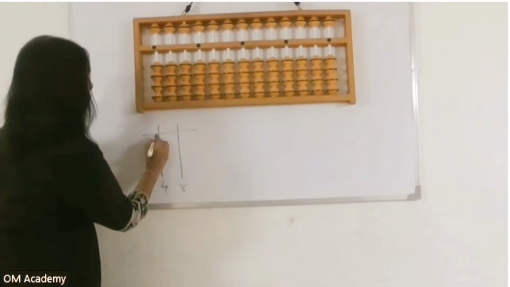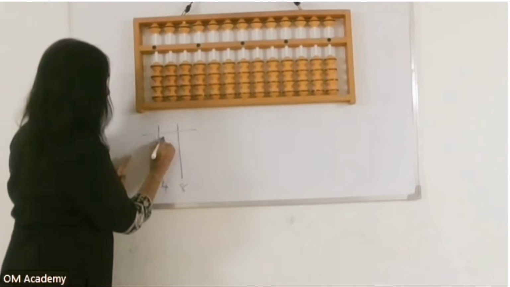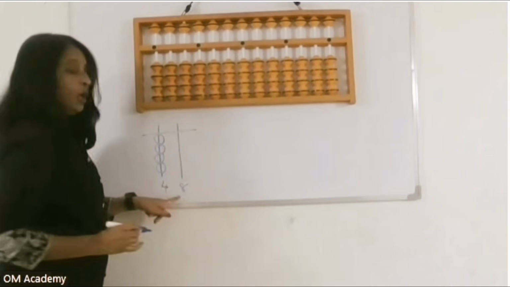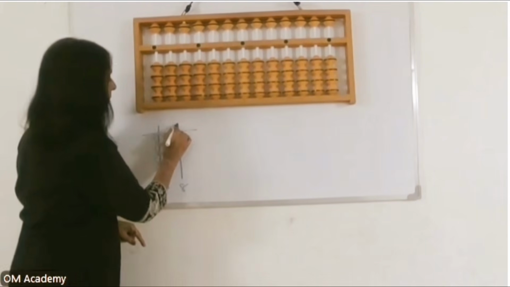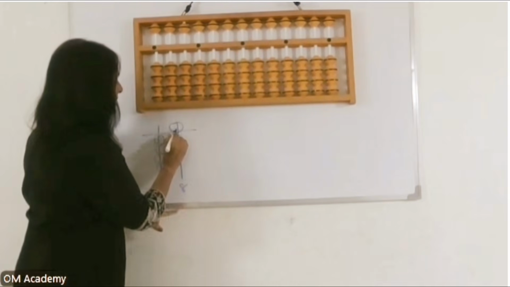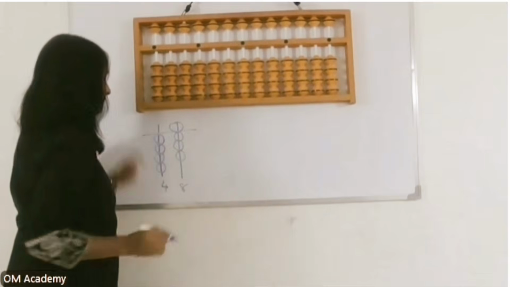48. So, on the tens place, four lower beads, 1, 2, 3 and 4. On the ones place, one upper bead means it is 5 and three lower beads, 5, 6, 7 and 8.